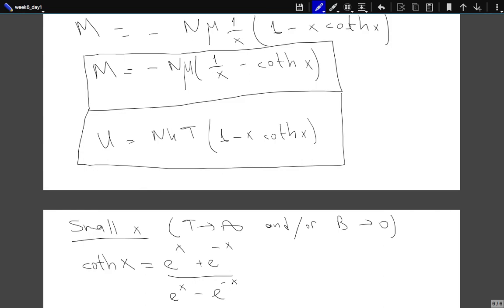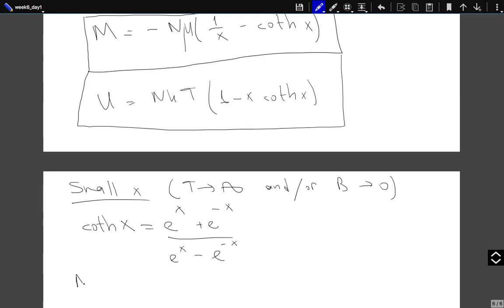Now, if you look at M, or the same thing for U, both of them have... okay, so you see, when x goes to 0, the second terms go to 0. In M, the first term is dominant. So we have M goes to minus N times mu, and U goes to N times k times T.